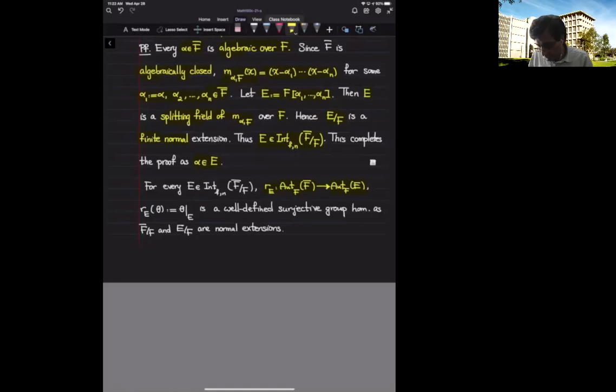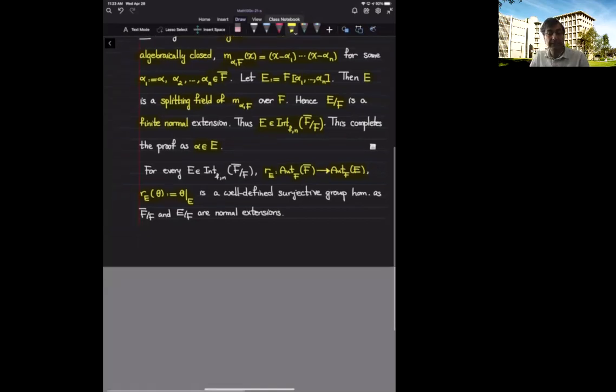So this R sub E is just taking theta, restricting it to E. We have proved that because E over F is a normal extension, it's well defined. The image of theta of E is E still, so it's well defined. And we also proved the isomorphism extension theorem, which implies that this map is indeed surjective. So the isomorphism extension theorem by itself cannot be applied here.